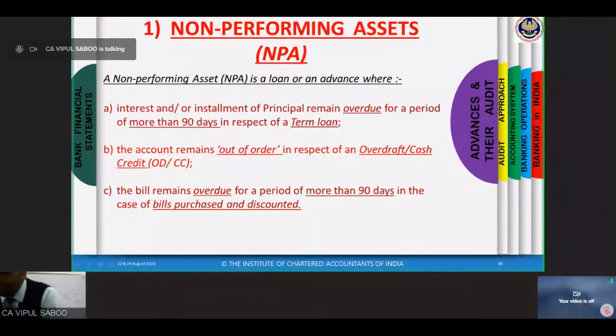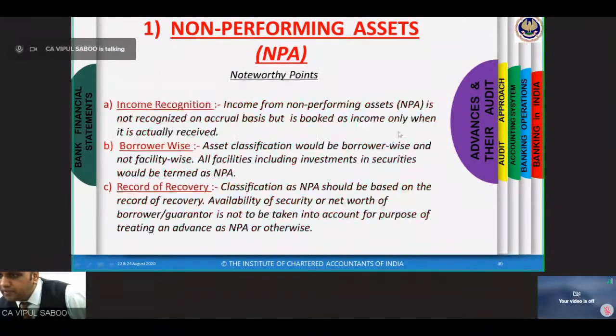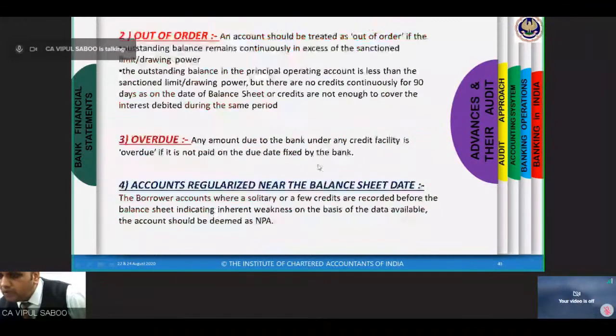Let us move ahead. What is out of order? An account should be treated as out of order if the outstanding balance remains continuously in excess of the sanctioned limit or drawing power. Drawing power will come to that. Drawing power is the limit up to which you can withdraw money from your CC limit.